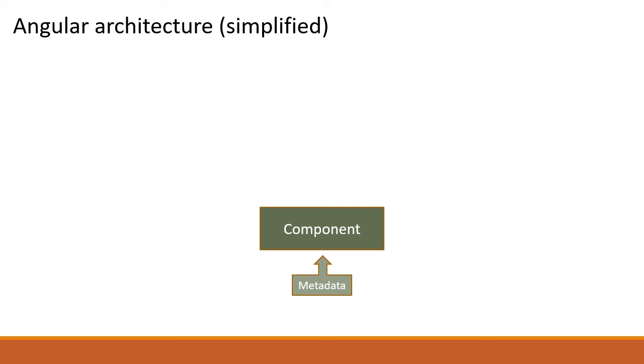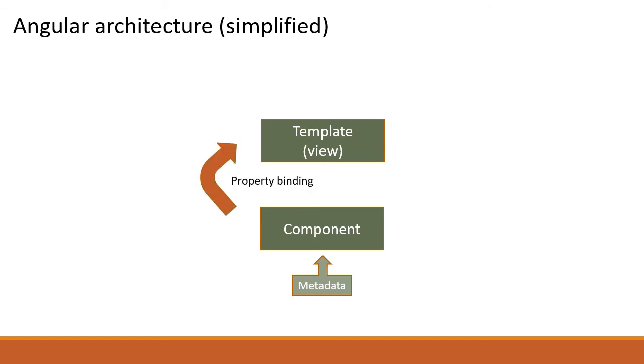Now, a component only contains JavaScript code. We also need HTML, and that is provided by the template. Component and template belong together because a component will send data to the template. It's called property binding. So when we have data in the component, it will be shown somewhere in my template. The template will contain HTML code.